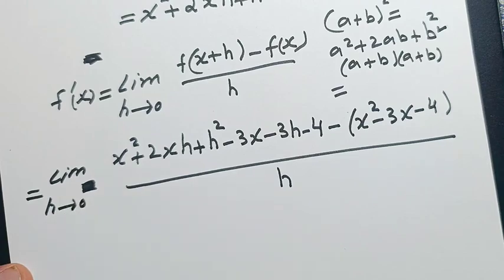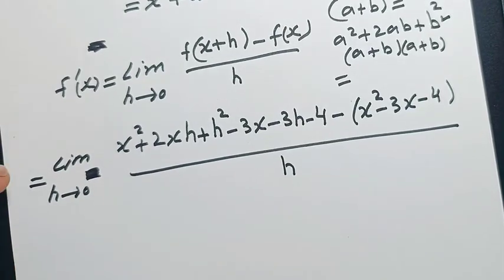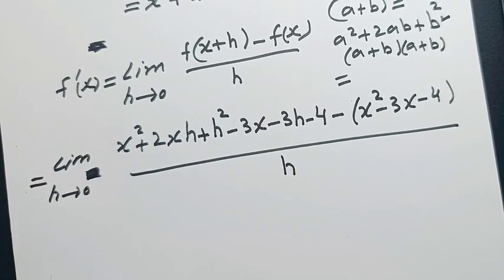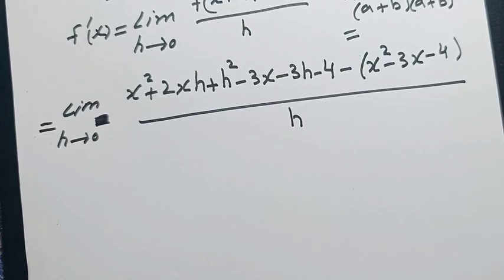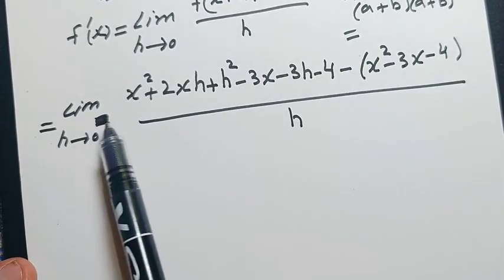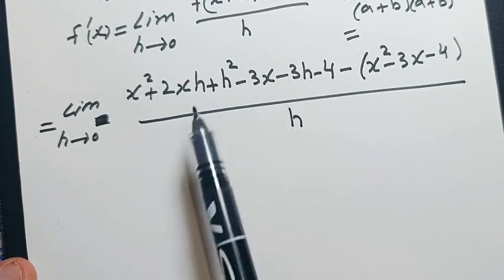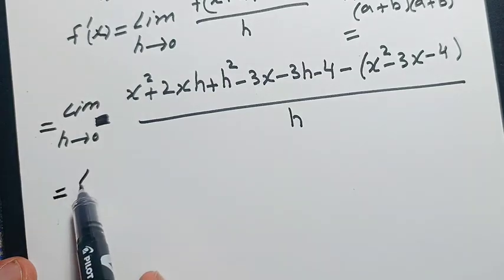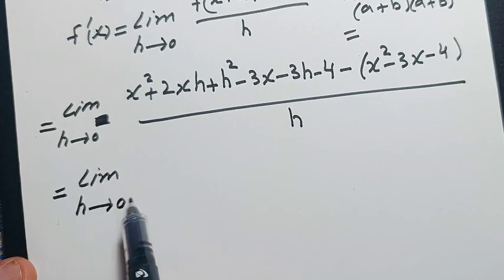You have to take it till the last, otherwise they are going to deduct 1 mark, because this limit h approaches 0, till you apply the limit, you have to tag along with it, otherwise they will deduct 1 mark. So the limit h approaches 0, and then now we have this expression to solve. Now I'm going to solve this one. Before I apply the limit, again I'm going to say limit h approaches 0.